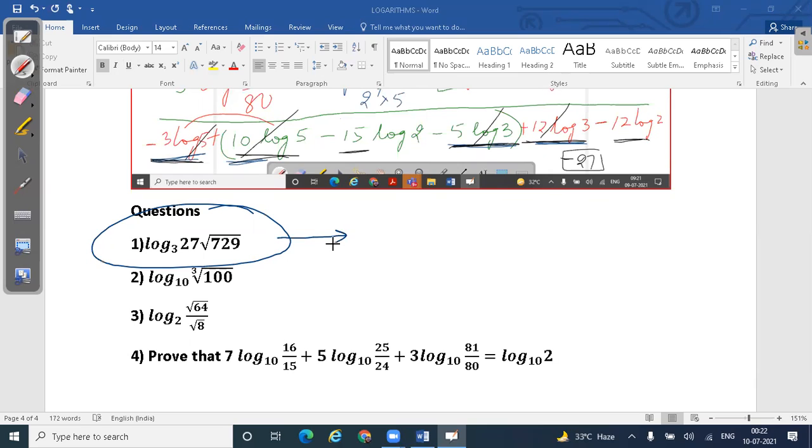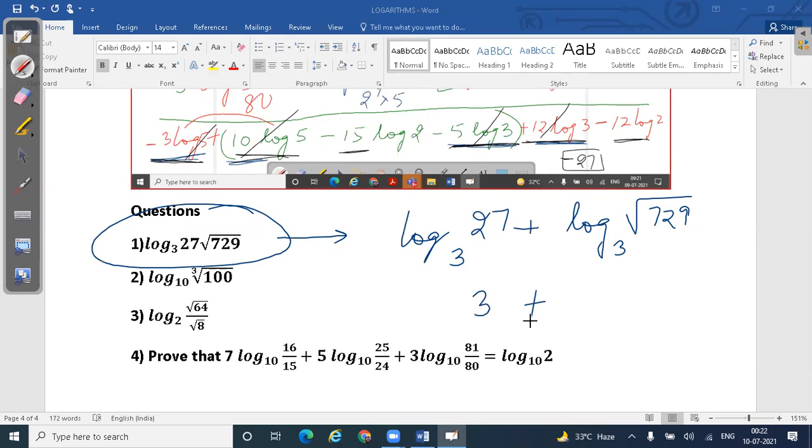Again, I'm going to use the various properties. So I'm breaking it down. I'm writing it as log of 27 to the base 3 plus log of square root of 729 to the base 3. This is 3, and 729 is the 6th power of 3. So I take this half out, multiply it by 6. So my answer is again 6.